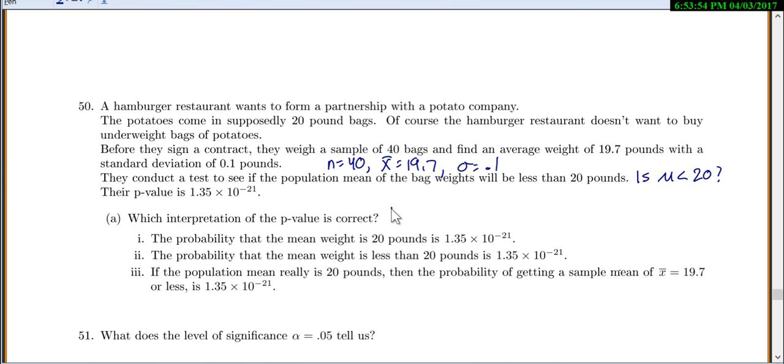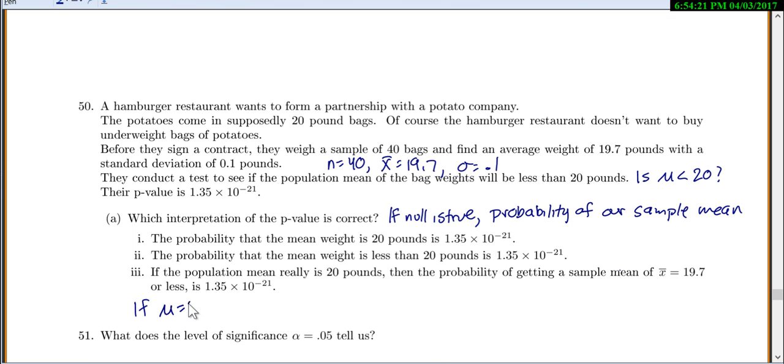So remember, the p-value says if the null is true, it's the probability of our sample mean, or something more extreme. So if the null is true, that means that the mean would actually be 20. So our actual probability or definition should be something like: if mu equals 20, it's the chance of getting a sample mean of whatever we got, 19.7 or less.